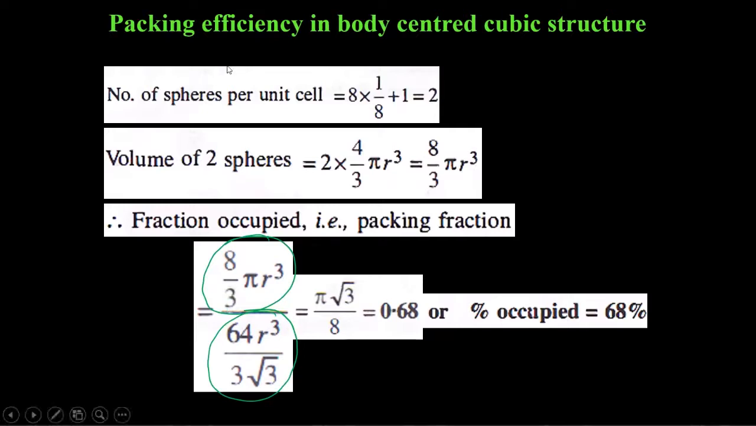If there is any confusion, you can ask. In all these cases, we are calculating the occupied volume, which is the volume of the spheres that are there. In simple cubic, it will be 1 sphere; in body-centered, 2; in face-centered, 4, that is 1 plus 3. And for the total volume, we have to calculate the volume of the cube, that is A cube. So we calculate A in terms of r.